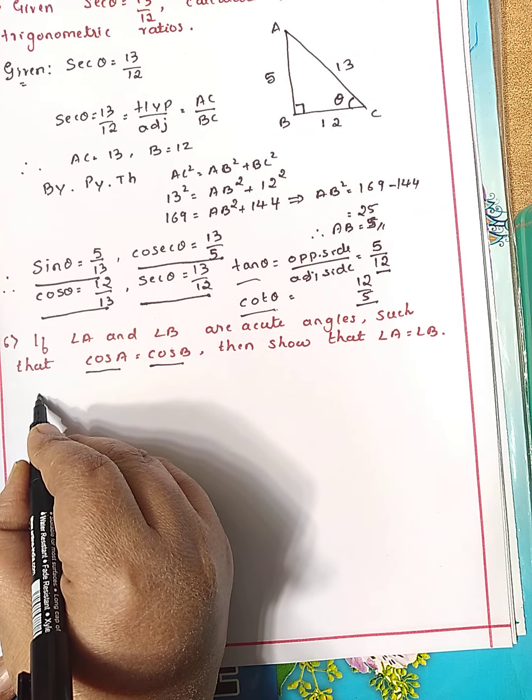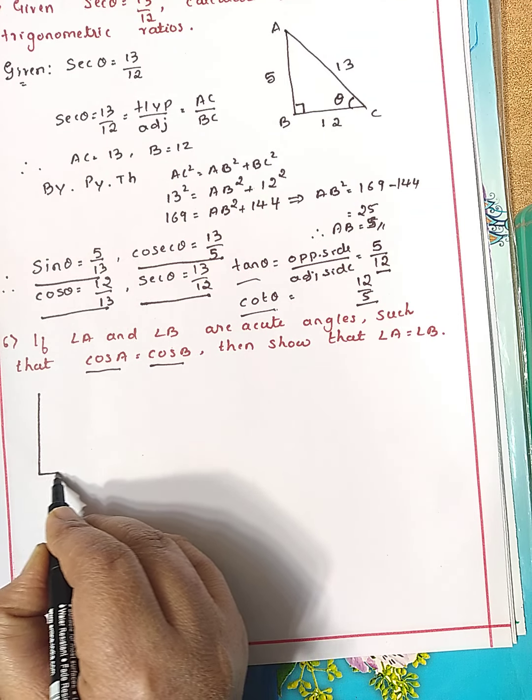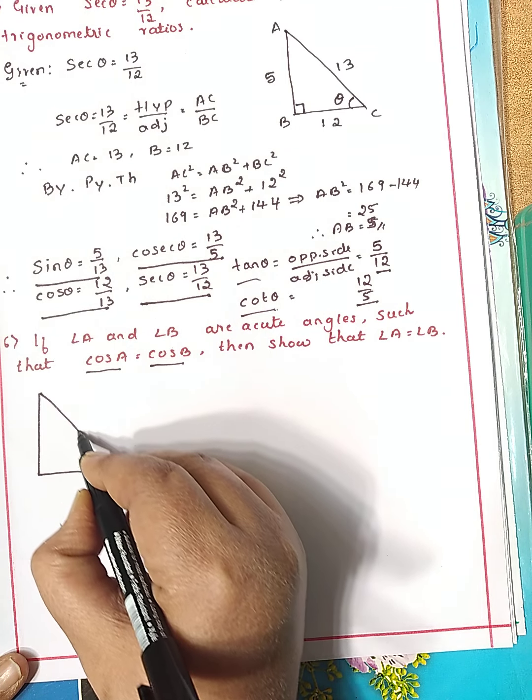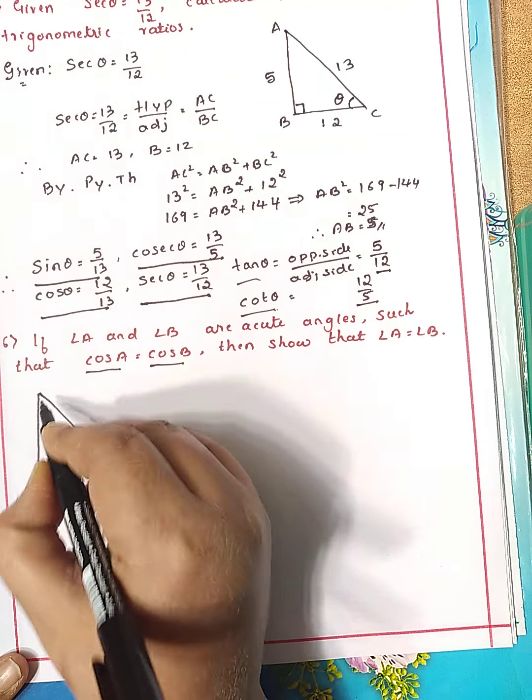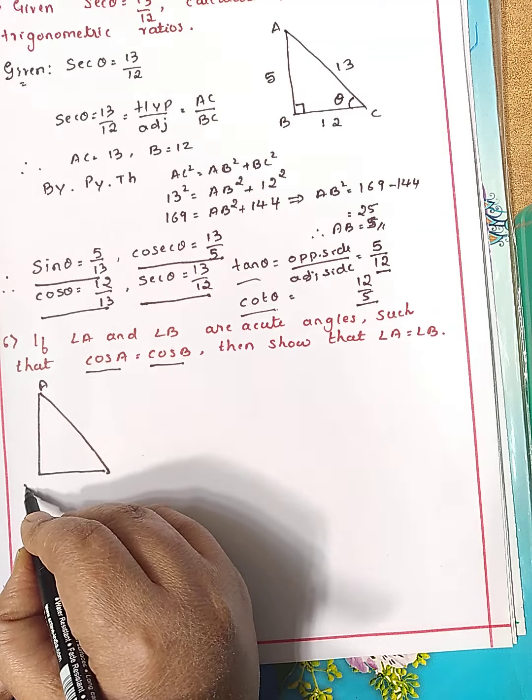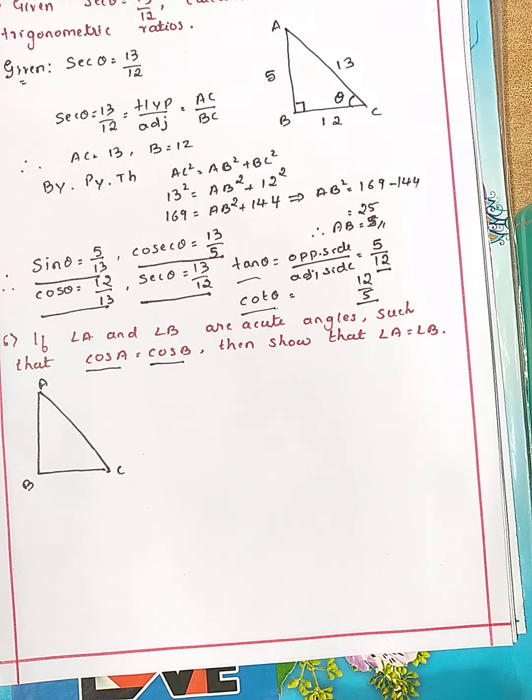Now draw the triangle with angles A, B, C.